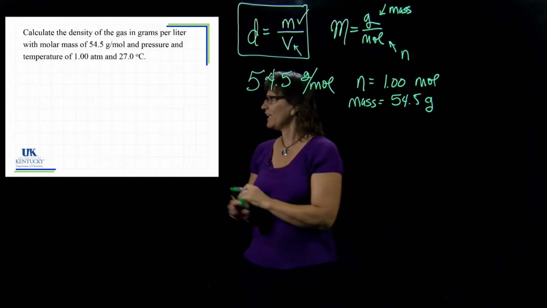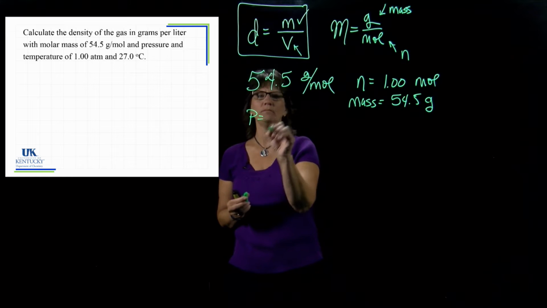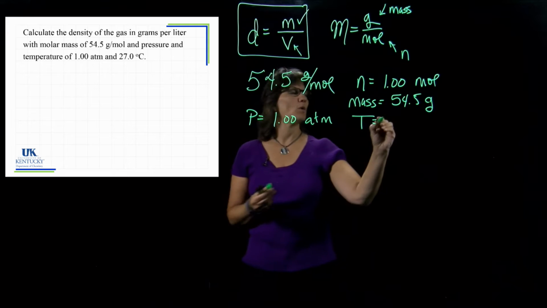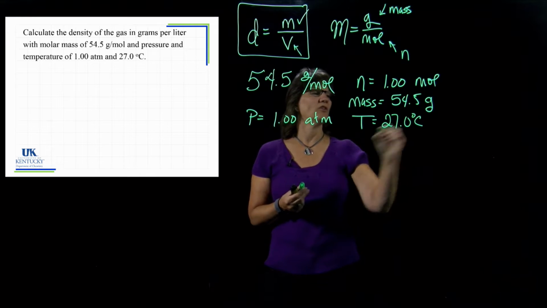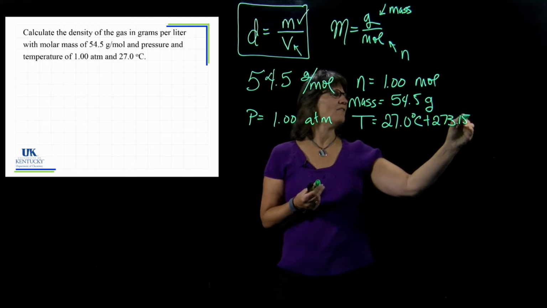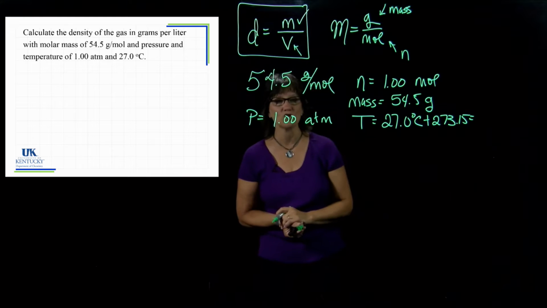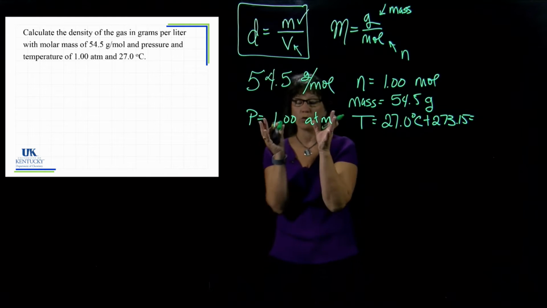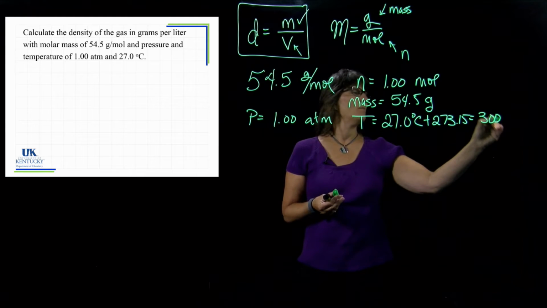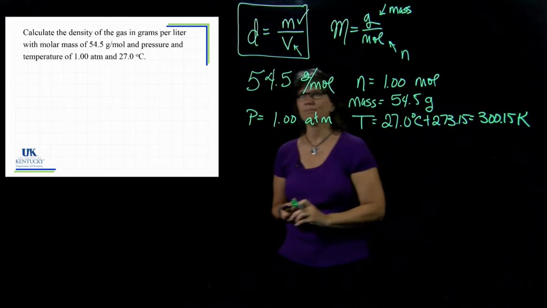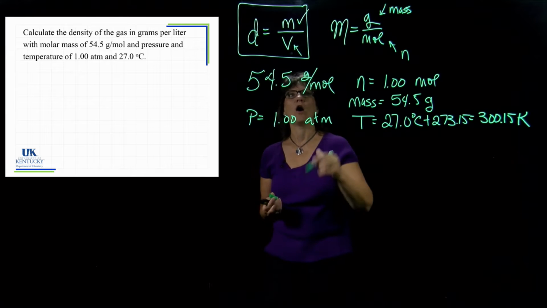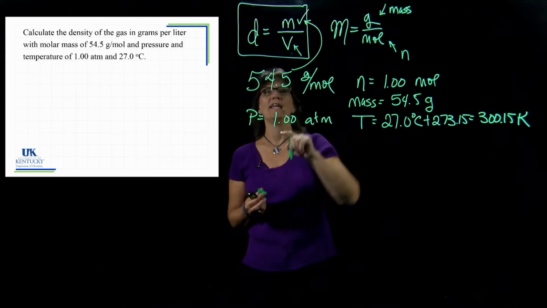Okay? Now what else did they give me? They gave me a pressure, and that was 1 atmosphere. And they gave me a temperature, and that was 27.0 degrees Celsius. If I take that and add 273.15, I can get the temperature in Kelvin, which is what I'm definitely going to need in order to use the ideal gas equation. So the value for this would be 300.15 Kelvin. Now I'm ready to work on getting this bottom part of the density. I need the volume. I already knew the mass. Boom, that's this number. Now I need the volume.